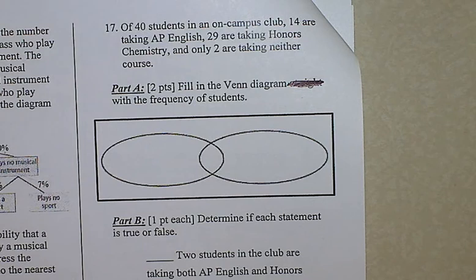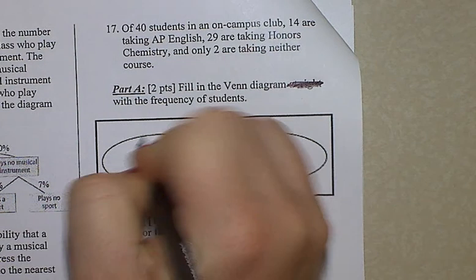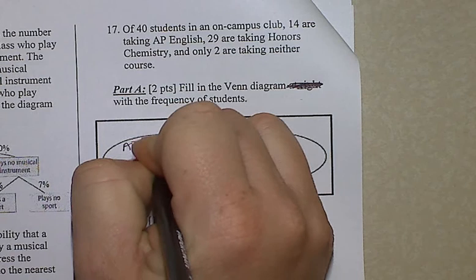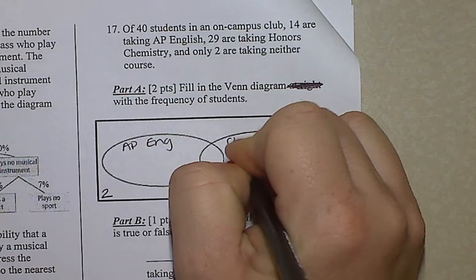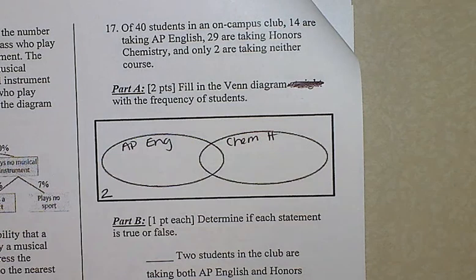It says of 40 students in an on-campus club, 14 are taking AP English, 29 are taking chemistry, and only 2 of the 40 are not taking English or chemistry. So let's put a 2 down here. This is AP English. This is Chem Honors. So of the 40, only 2 are stated they're not taking either.